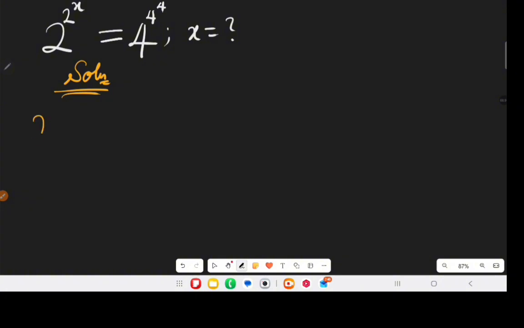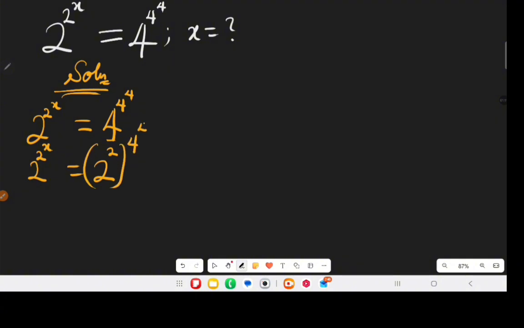When we have 2 raised to the power of 2 raised to the power of x equal to 4 raised to the power of 4 raised to the power of 4, first, we express this 4 in base 2. So we are going to have 2 raised to the power of 2 raised to the power of x equal to 2 raised to the power of 2 raised to the power of 4 raised to the power of 4.